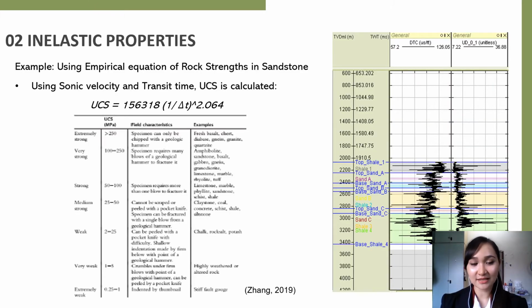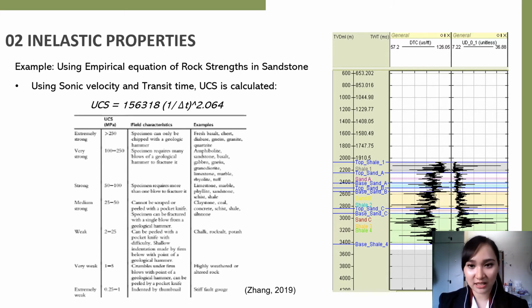Now before I end, here is an example of how we calculate UCS by adopting sonic velocity and transit time for sandstone lithology. This is performed using the RockDoc software. We can see here in the figure on the right side, we have two logs. On the left is the sonic velocity measured, and then we also have the UCS calculated on the right side. Here we have the values ranging between 7 and approximately 37.